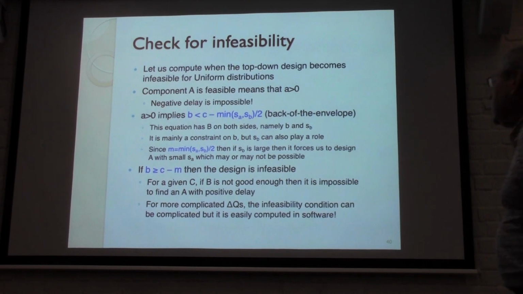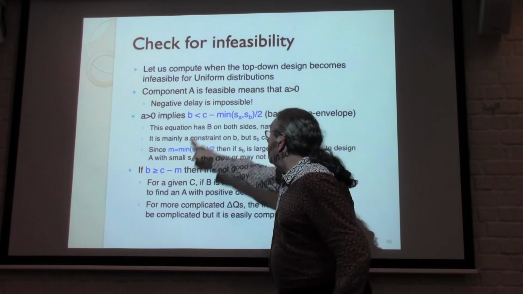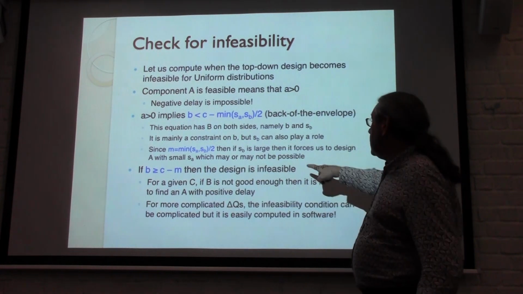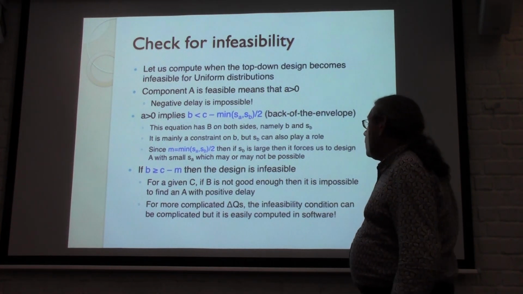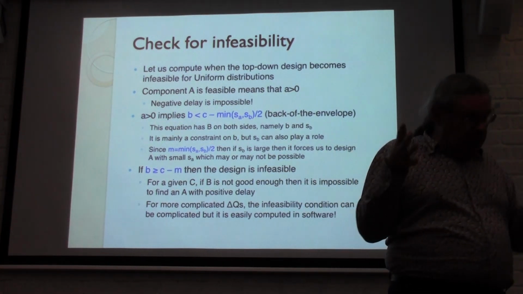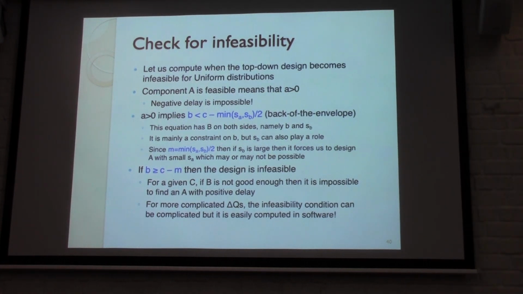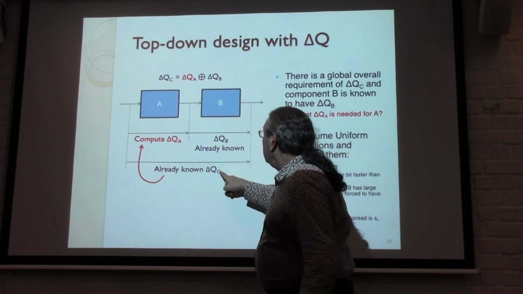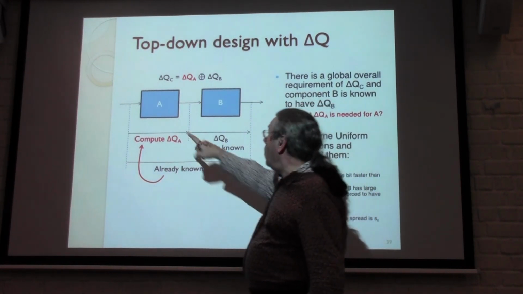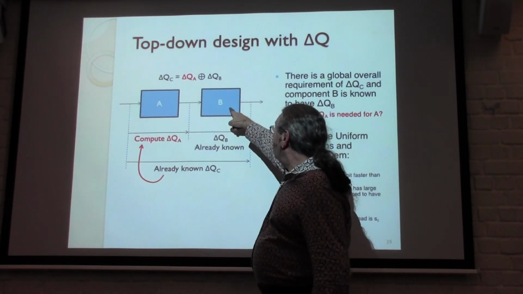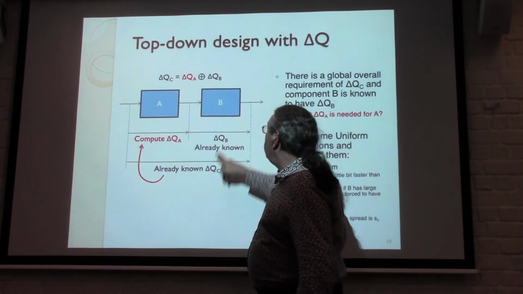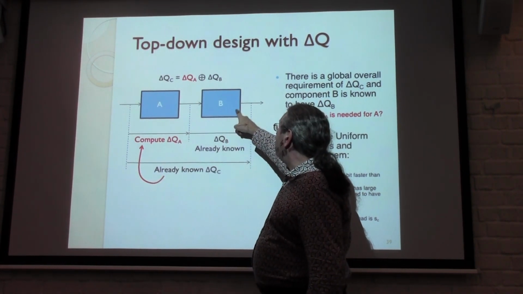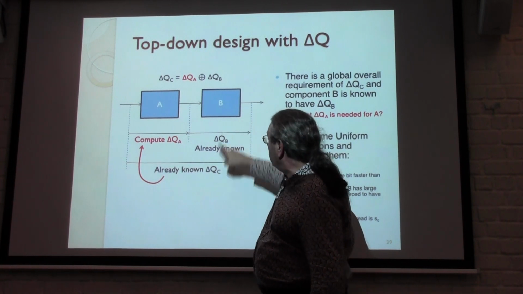So if B is greater than or equal to this number, then the design is infeasible. That means it's impossible. B is just not good enough to get this value. So that's kind of neat: there's no way you can put an A in there to make the whole thing work if B is already not much better than C.